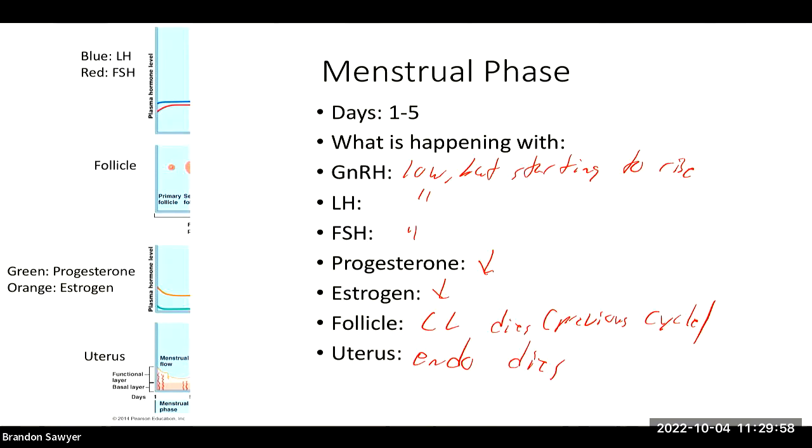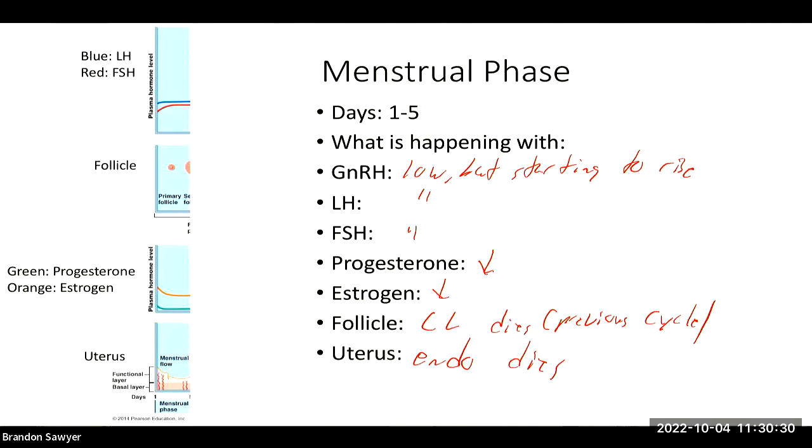So I just put CL in each of those times for corpus luteum as we move forward. The follicle is still the corpus luteum, but it had just died off, and that's why we lost the levels of estrogen and progesterone. The progesterone was keeping the endometrium alive, it was maintaining the endometrium. Since it's not there anymore, the endometrium sloughs off, and this leads to menstruation. For the uterus, I just say endo dies, the endometrium dies and comes off.